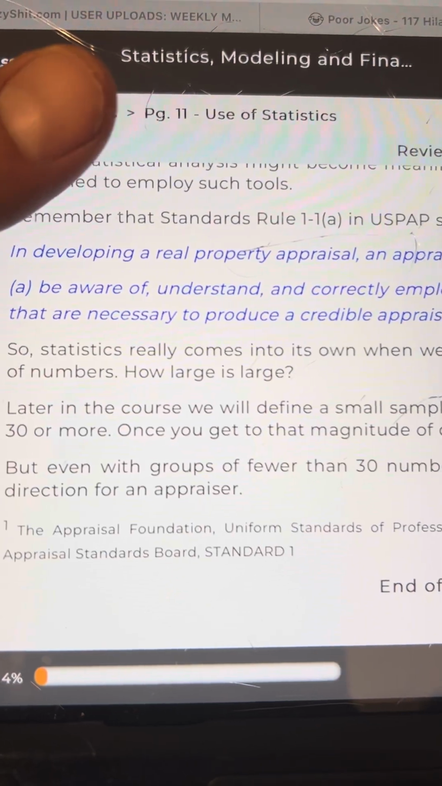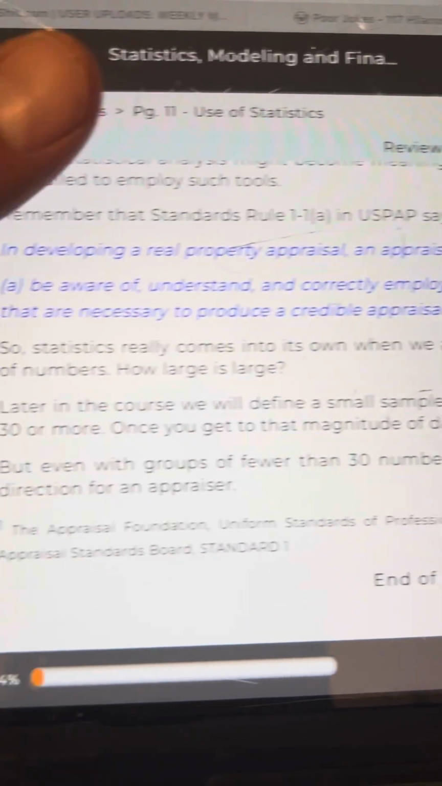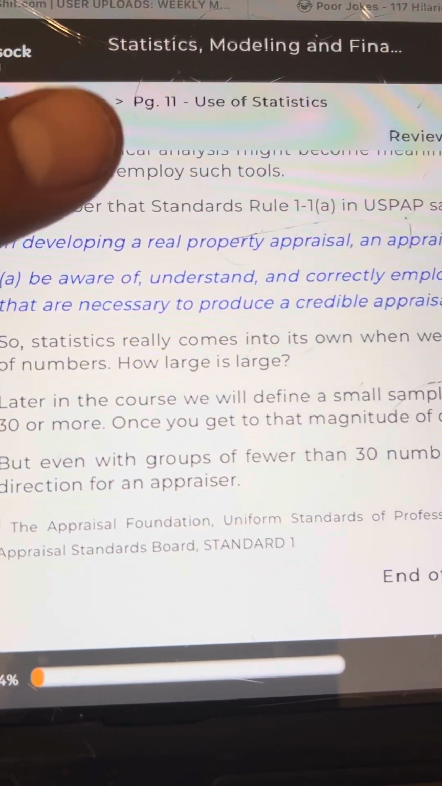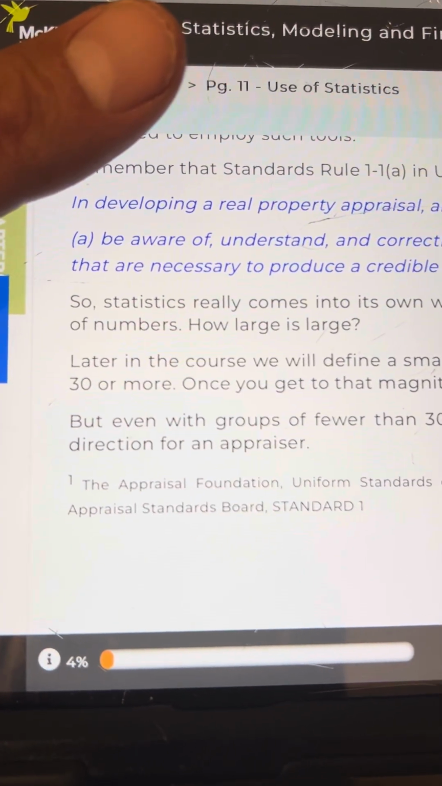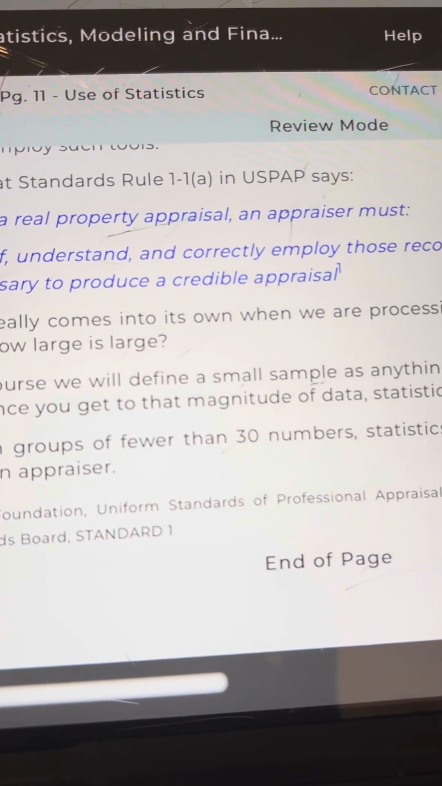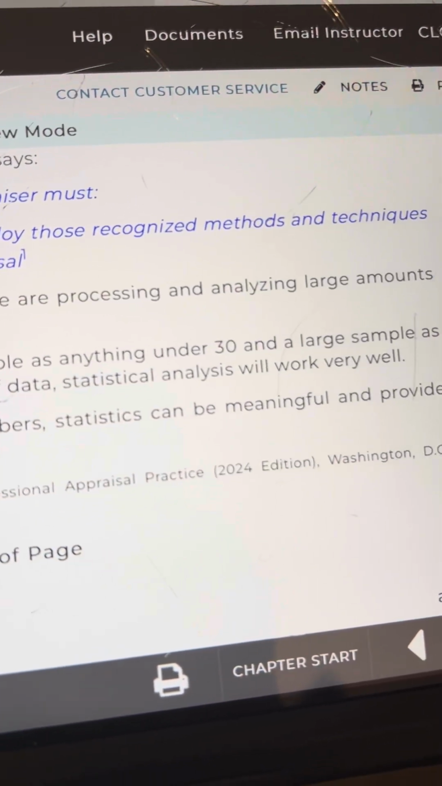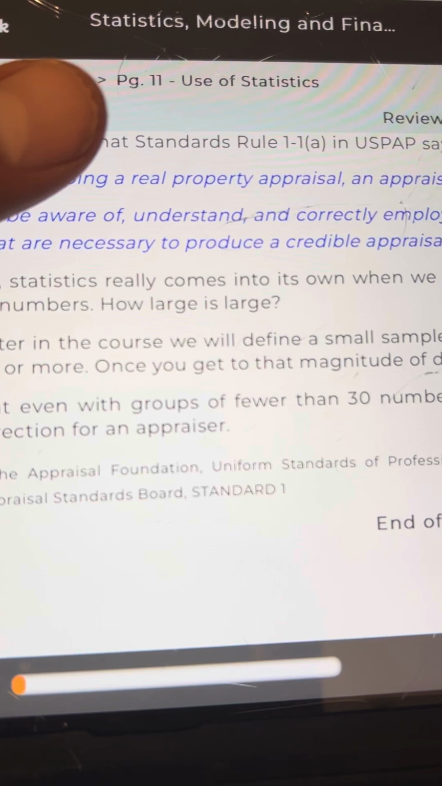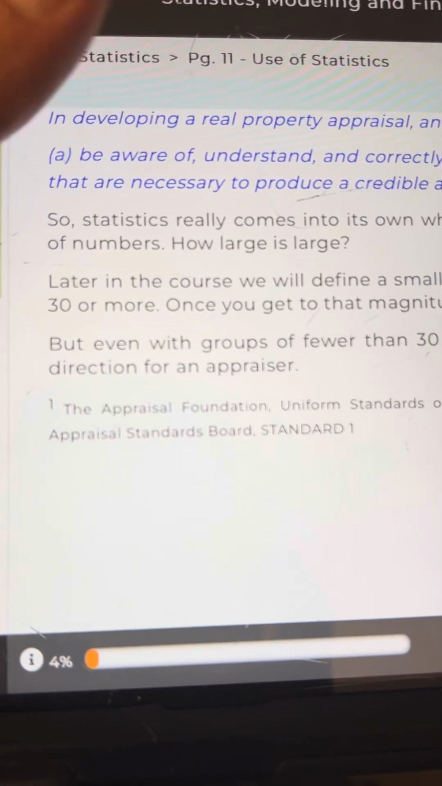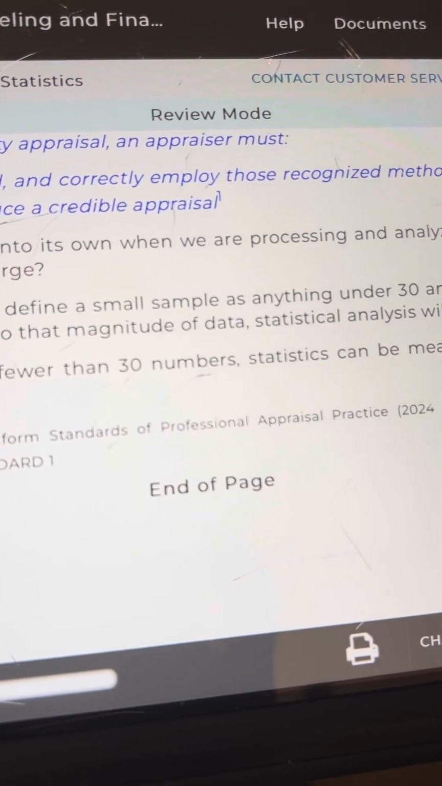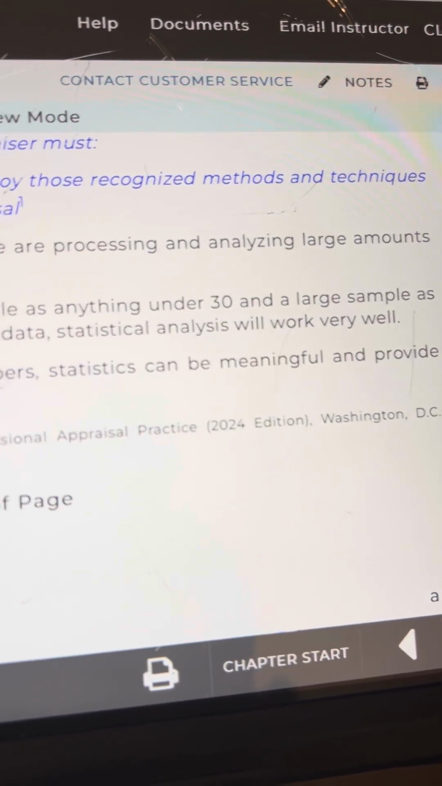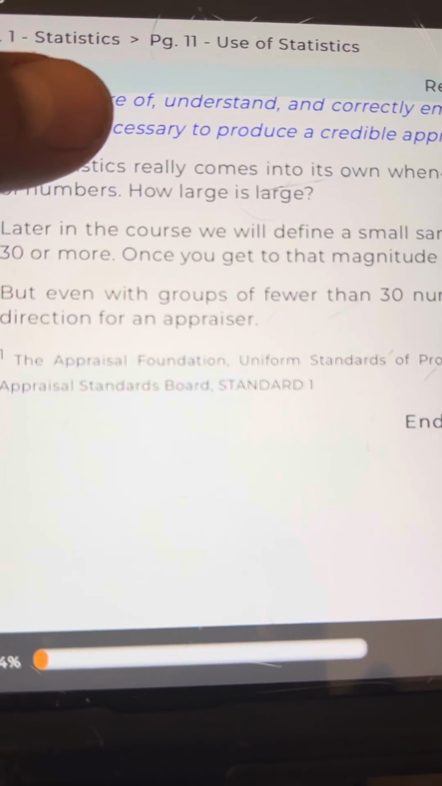Remember that Standards Rule 1-1A in USPAP says, in developing a real property appraisal, an appraiser must A. Be aware of, understand, and correctly employ those recognized methods and techniques that are necessary to produce a credible appraisal. So statistics really comes into its own when we are processing and analyzing large amounts of numbers.